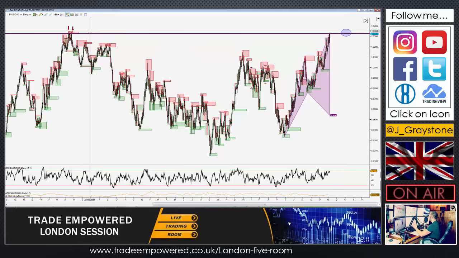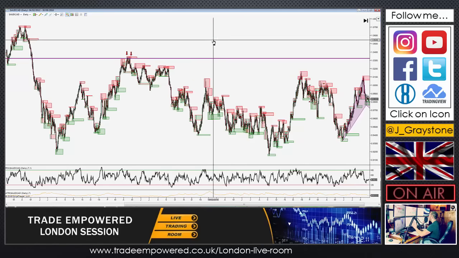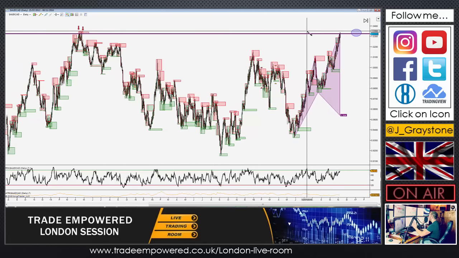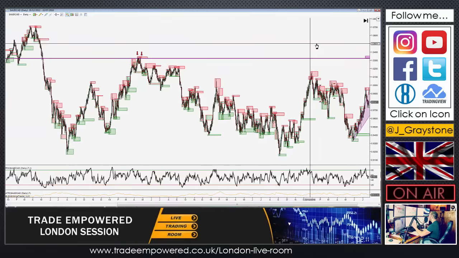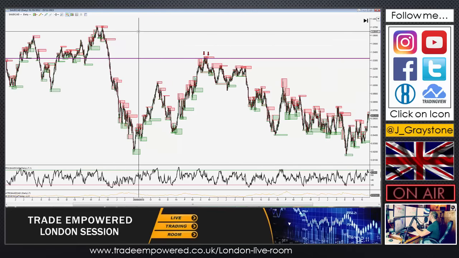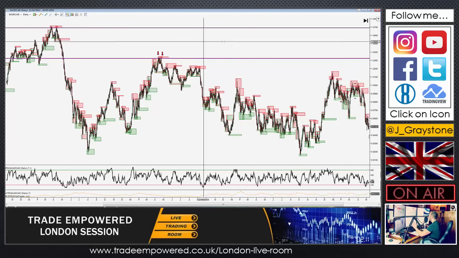Now these levels are like magnets, okay? And if we break and close above this level, let's just bring on our rectangle tool and use it as a DSR level. We'll just draw in this structure level here. If we can break and close above this area, the next level looking left of previous structure resistance is right up here at 0691.